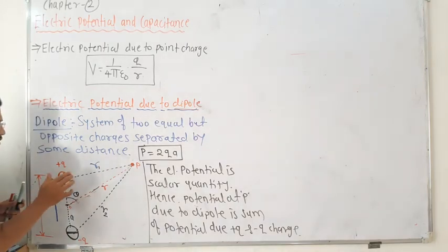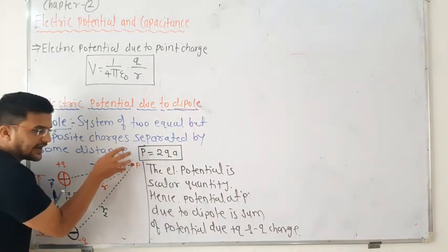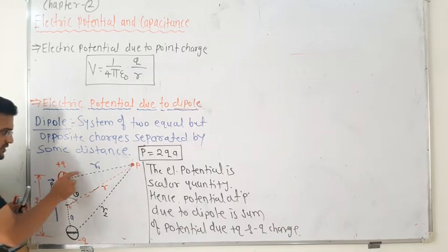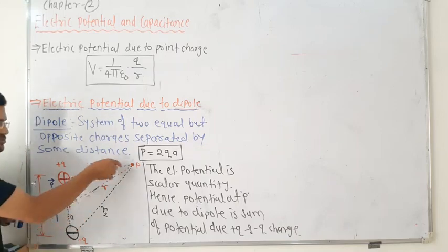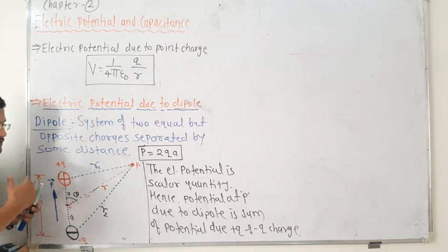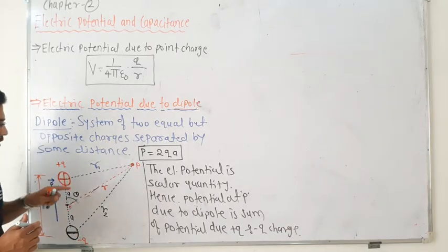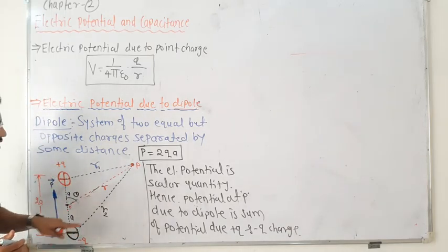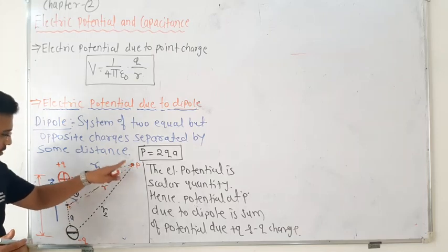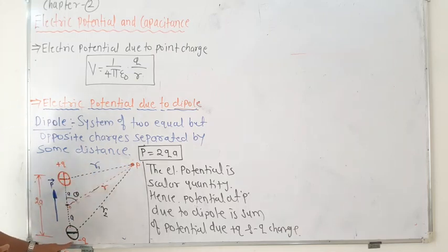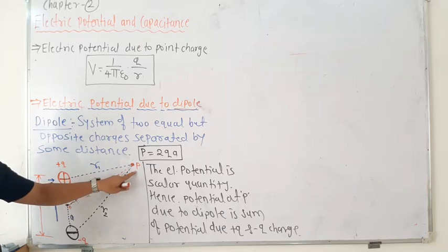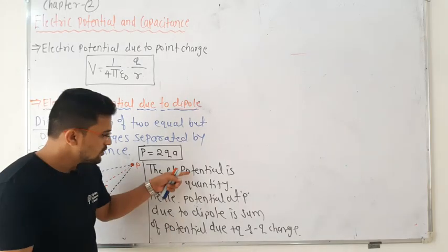ठीक है। मतलब क्या है, यहाँ पे जो टोटल पोटेंशियल है, नेट पोटेंशियल है, किसकी वजह से है, प्लस q चार्ज की वजह से भी है और माइनस q चार्ज की वजह से है। And the best part of the potential is, it is a scalar quantity. So whatever the potential due to plus q charge at this point, plus whatever the potential due to minus q charge at this point, you have to just simply add. Okay, so this is the statement.